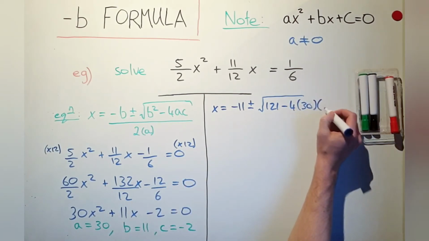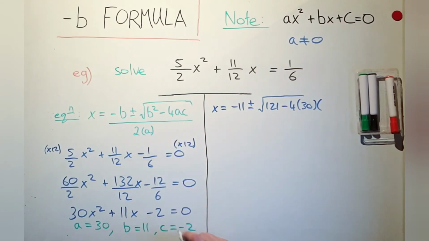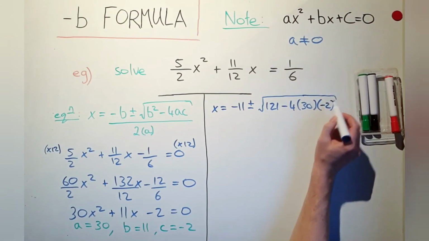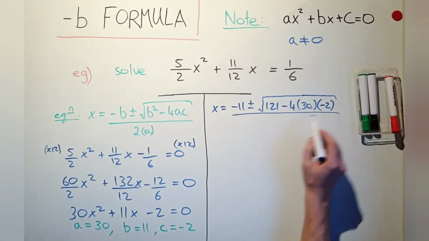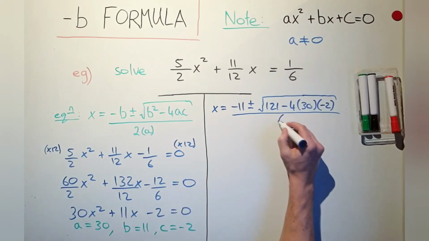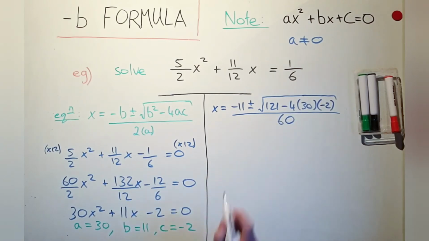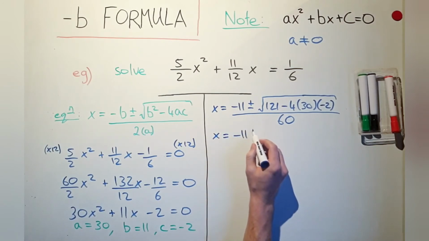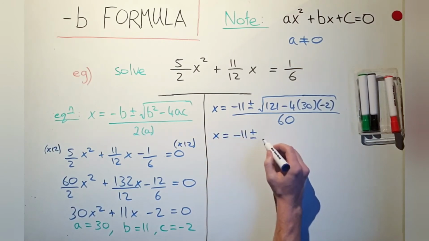And our c value is minus 2. And then the whole thing is divided by 2 times a. A is 30, 2 times 30 is 60. Minus 11 plus or minus, now we're just going to simplify.